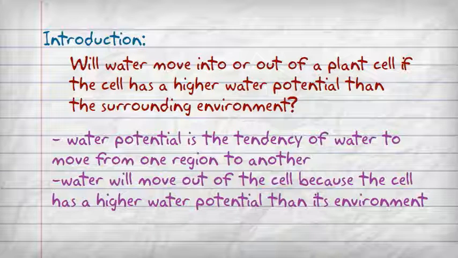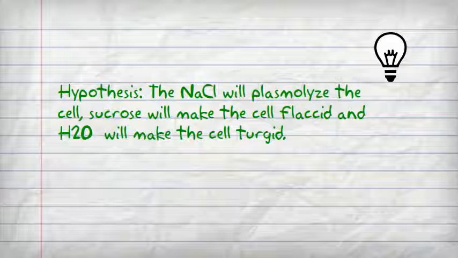Water potential is the tendency of water to move from one region to another. Water diffuses from a high concentration to a low concentration. Water will move out of the cell because the cell has a higher water potential than its environment.